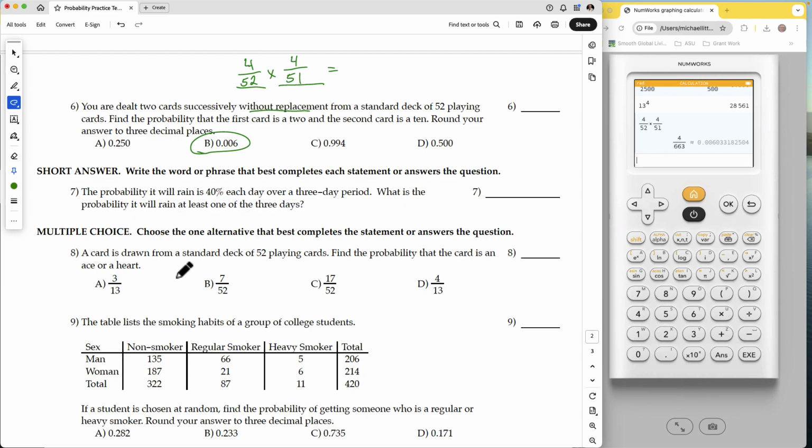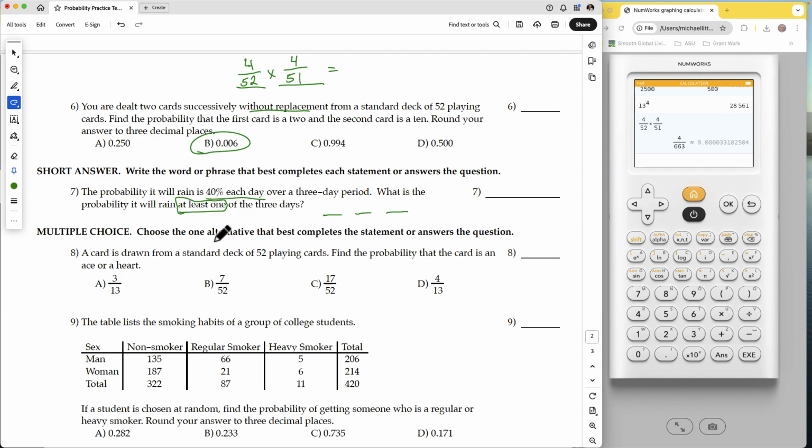The probability it will rain is 40% each day over a 3-day period. Doesn't change. What is the probability it will rain at least one of these 3 days? Now, this is a little complicated. If you try to follow this, you've got your 3 days. At least one means it rains on 1 day, 2 days, or 3 days. And there's a couple different ones you have to look at. When you have this at least one, a lot of times, and in this case especially, it's easier to solve for none and then subtract that from 1, right? Look for the complement.